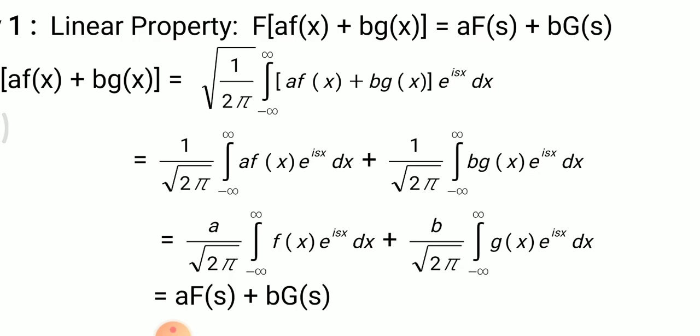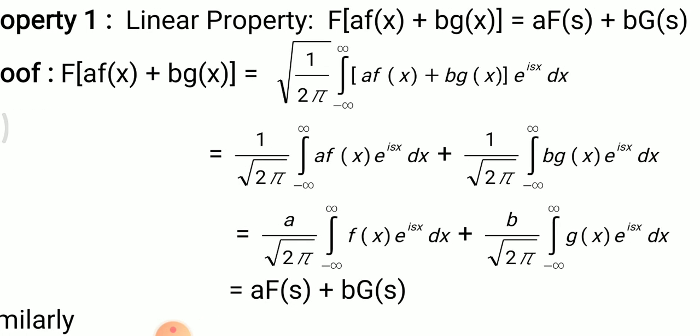The linearity property exists here. That means addition or subtraction exists here. So F of a into f of x plus b into g of x is equal to, that means we can write it as two separate Fourier transforms in addition, a into F of s plus b into G of s. For the left-hand side of the given property, we take the basic formula for the Fourier transform, 1 by root of 2 pi.